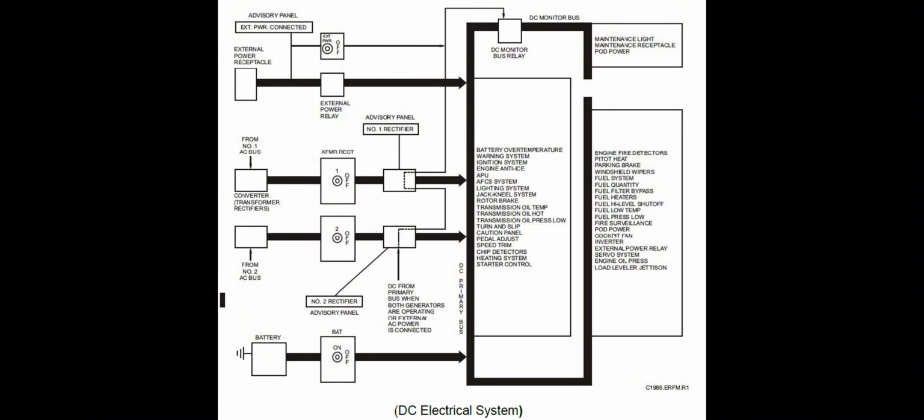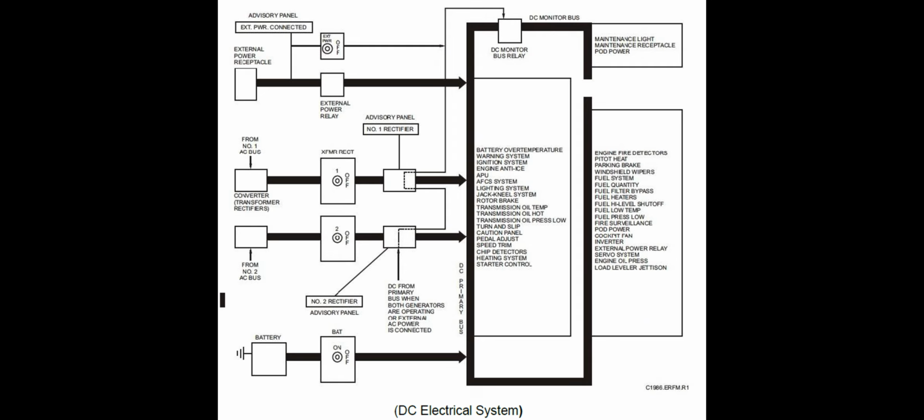DC power supply system description. The DC power is supplied by two 28-volt, 200 ampere converters, transformer rectifiers, with a battery and DC external power receptacle providing secondary sources of DC power.